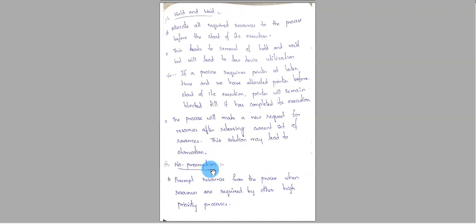So eliminating no preemption. That means preemption should happen. Preempt resources from the process when resources are required by another high priority process. We saw, right? If some higher priority process comes, then the lower priority process should release its resources and give them to the higher priority process. That is preemption.